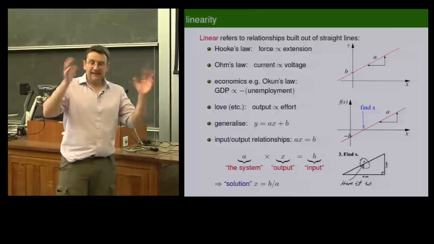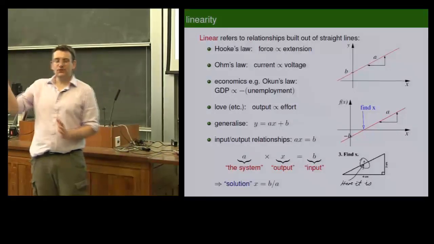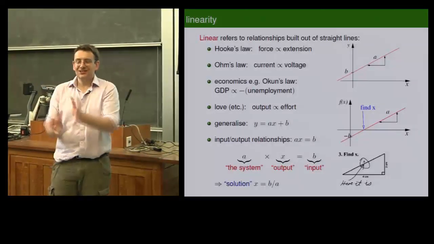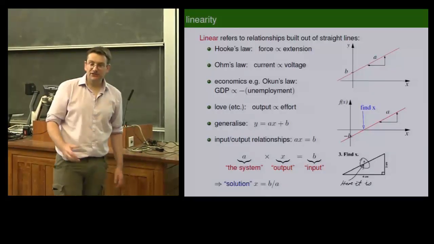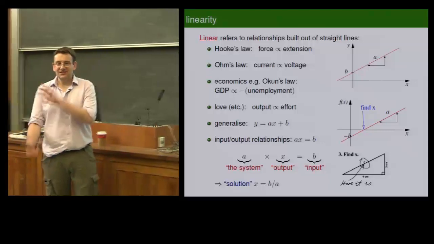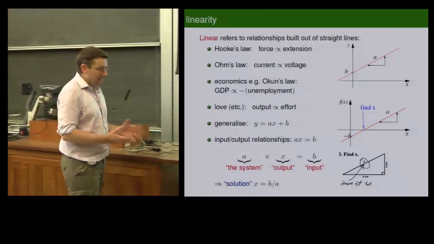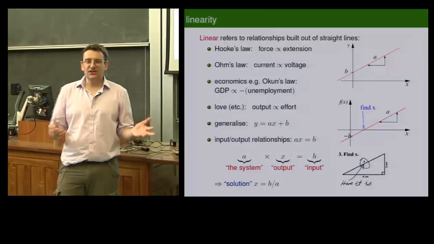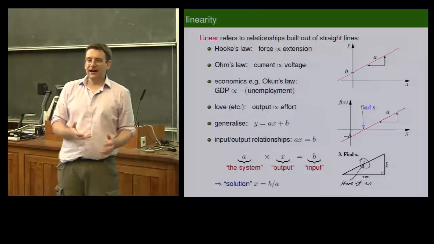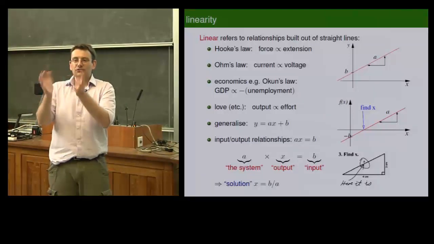I'm thinking of A as my system. That's the property of the world. That's my Hooke's constant. That's a property of the plant or the system. X is the thing I want to find. That's the output. That's the extension of the spring. And B is the input. That's the force. So I've got an equation that has an input, an output, and a plant or a system.